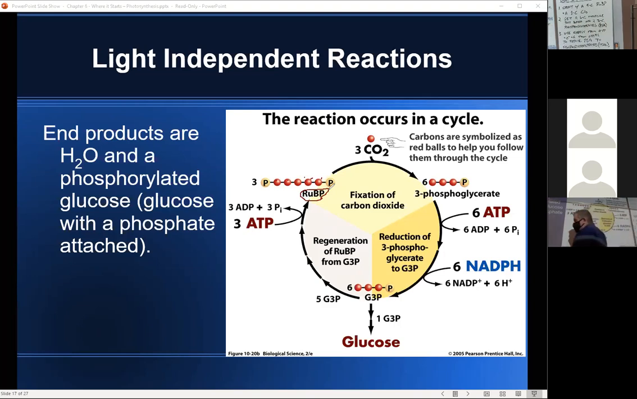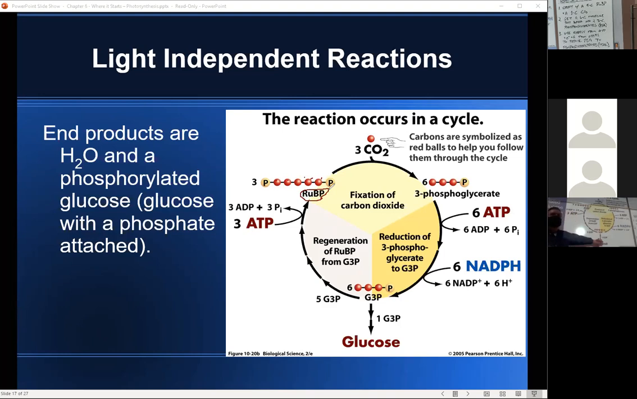Okay, that brings us down here to the bottom of the cycle. Now, there's two things we can do with PGAL. We can take 2 3-carbon PGALs, join them together, and use them to make a glucose. However, we still need to regenerate that 5-carbon ribulose bisphosphate so it can re-enter the cycle. So we're not going to use all of the PGAL to make glucose. We're going to use some PGAL to make a phosphorylated glucose.